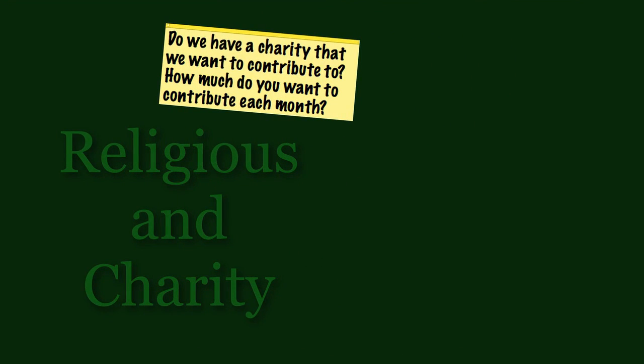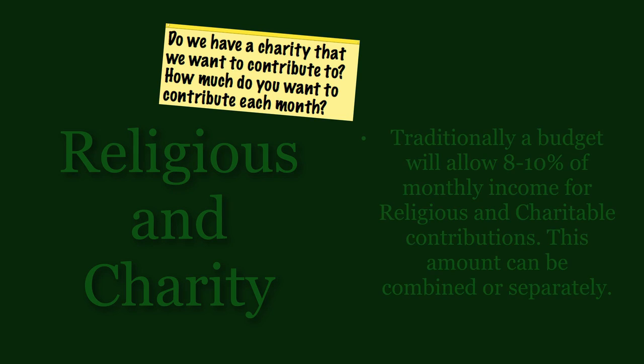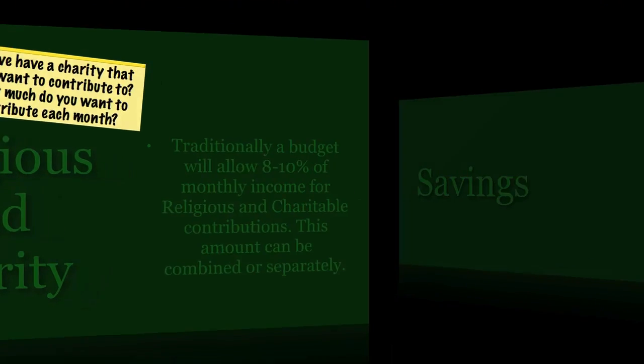Now, if we look at our religious and charitable contributions, this was answering, do we have a charity that we want to contribute to? How much do we want to contribute each month? Traditionally on a budget, they will allow 8 to 10% of monthly income for religious and charitable contributions. This amount can be combined or separate. So you can have 10% for religious tithing and 8% for charity, or 10% for charity, whatever you want. You can add those together, or you can say I'm taking 5% for religious contributions and 5% for charity, equaling total 10%. So you just need to make sure you know what you want to contribute to and how much you want to contribute to it.